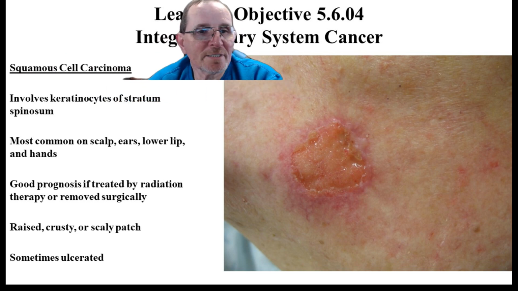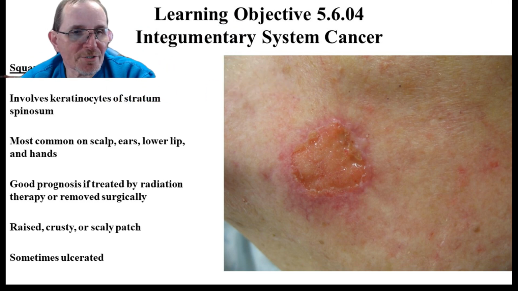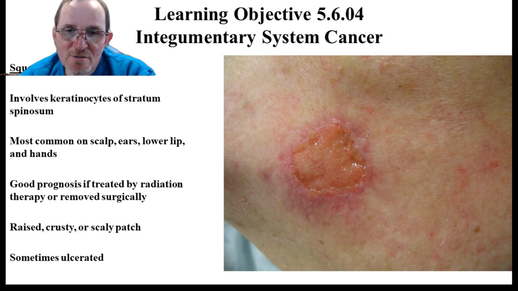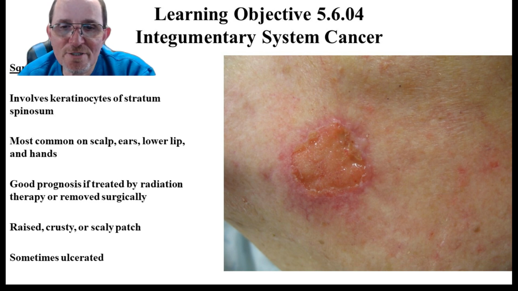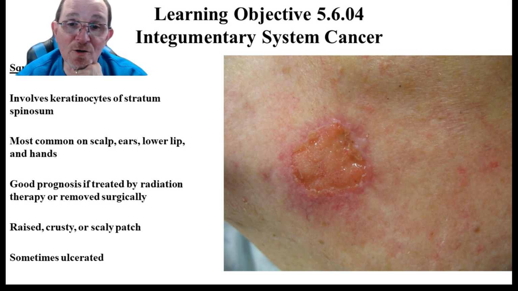Oops, I'm in the way again. Squamous cell carcinoma. These guys are going to come from the stratum spinosum, the keratinocytes. Scalp, ears, lower lips, and hands. These guys, if you look at them, you can see it looks like they've got a pit right there. They're ulcerated. Raised, crusty, or scaly. It's going to look very abnormal. And again, it's going to appear on the areas of your body that's been most exposed to the sun.